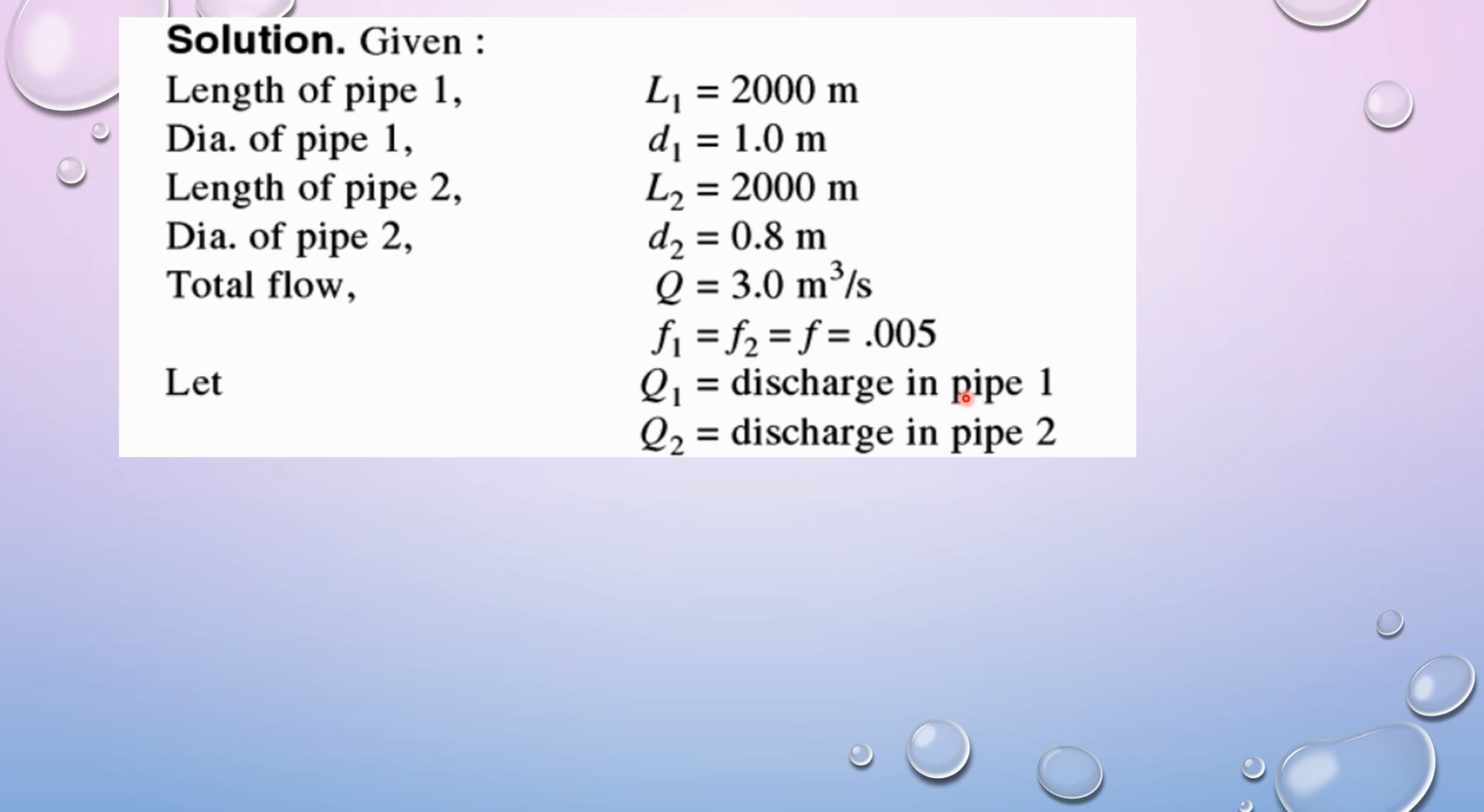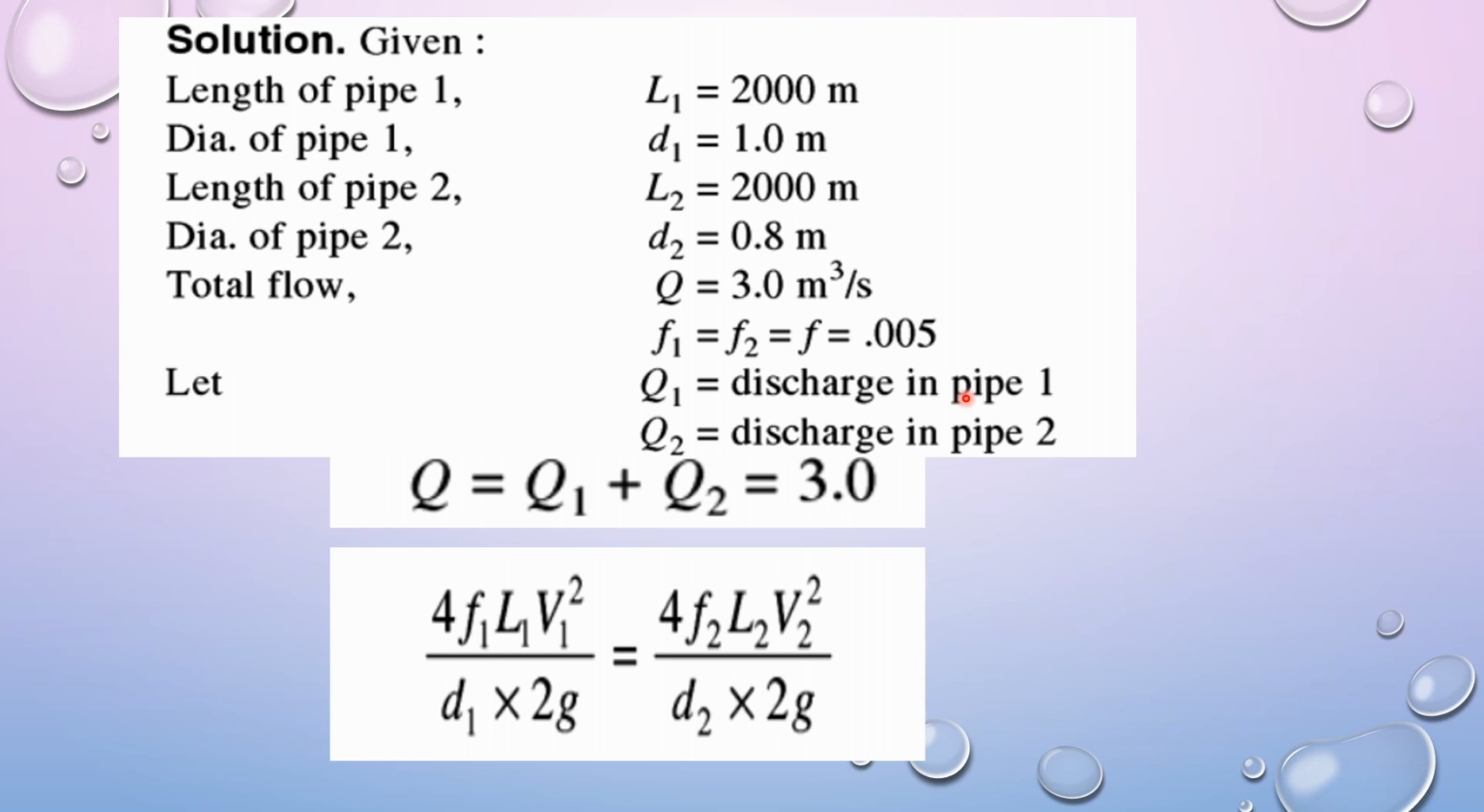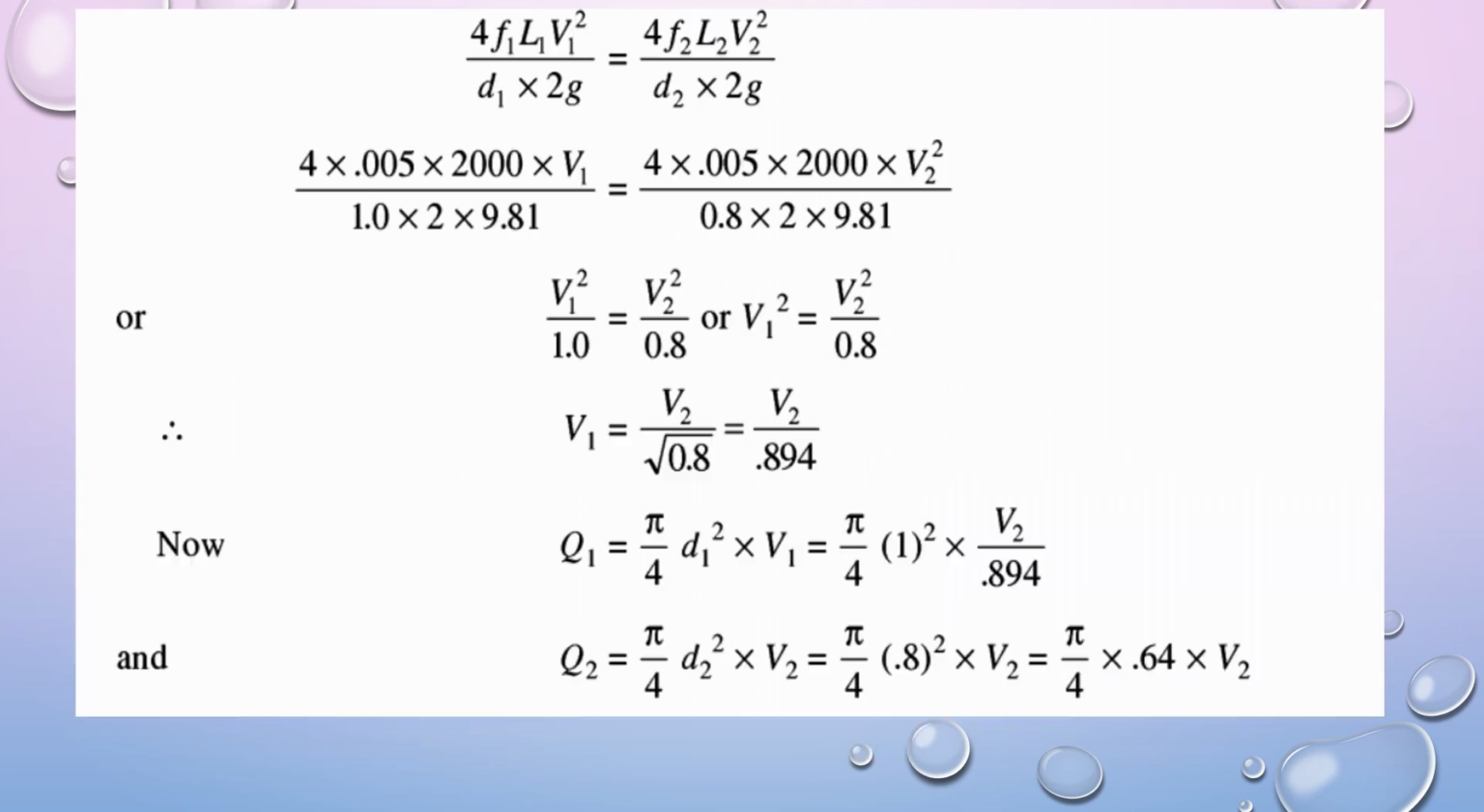So for parallel pipes, we know that the discharge will be the sum of the discharges in each pipe. So we can write Q is equal to Q1 plus Q2, which is given as 3 meter cube per second. Now, the equation for parallel pipe, we have already seen it. That is 4F1 L1 V1 square by 2 GD1, which is equal to 4F2 L2 V2 square by 2 GD2. Here again, F1 and F2 are same, so that will also be simplified.